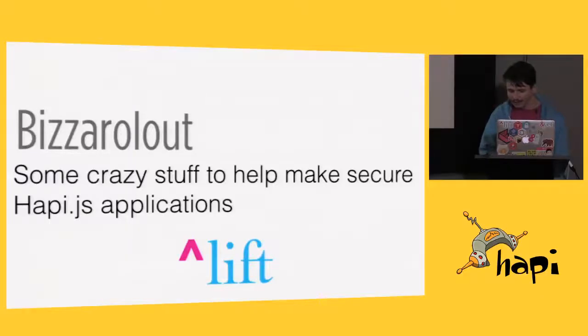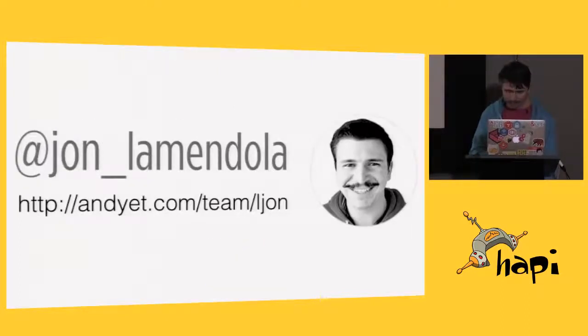I am Jon Lamendola, and you can find me on GitHub under the same name, as well as on Twitter. I'm going to be talking about Bizarrolout, which is the beginnings of a tool for Hapi to do some static analysis as well as dynamic analysis to help make secure apps.